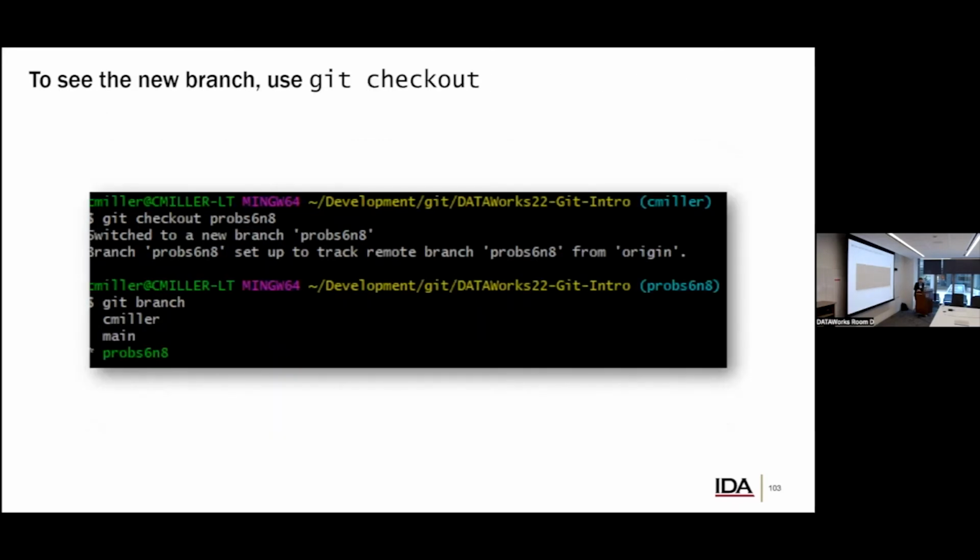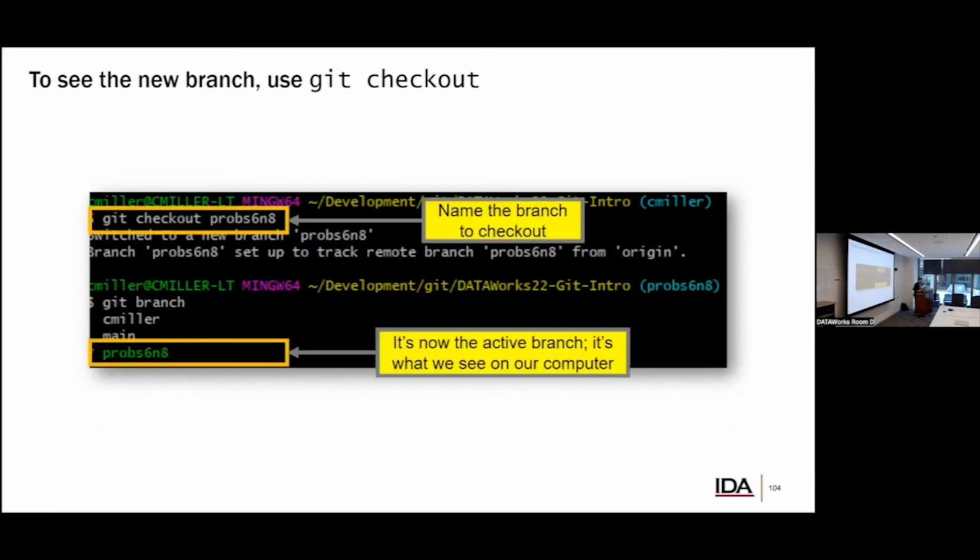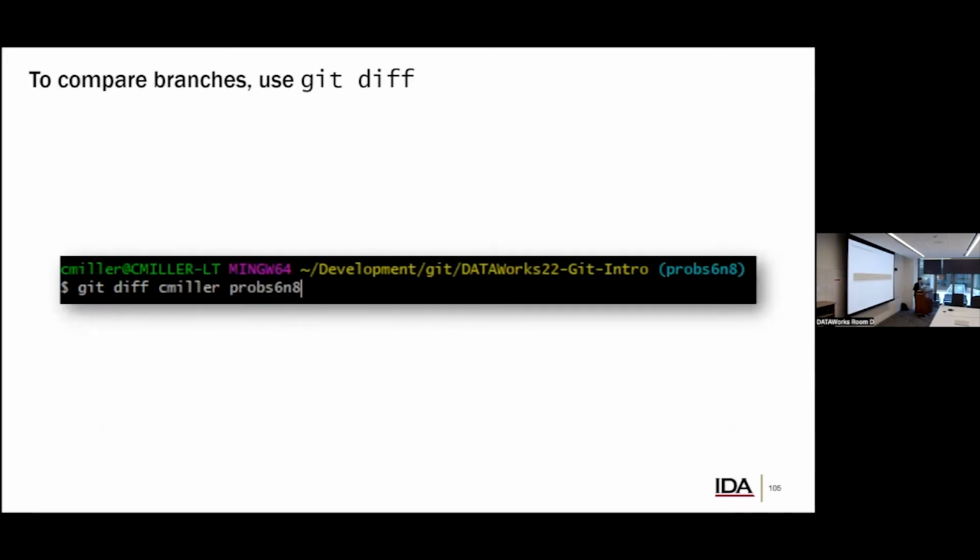Okay, if I want to see this new branch that this imaginary friend collaborator created, then I can do git checkout and the name of the branch that I want, and it gets the branch. Notice that the blue text has changed on the right-hand side. So that is now the branch that we're looking at. What changed between this branch and our personal branch? What's the difference between these two things?